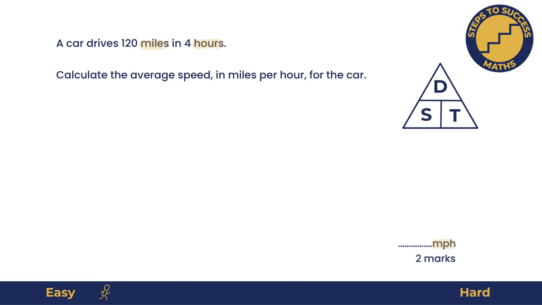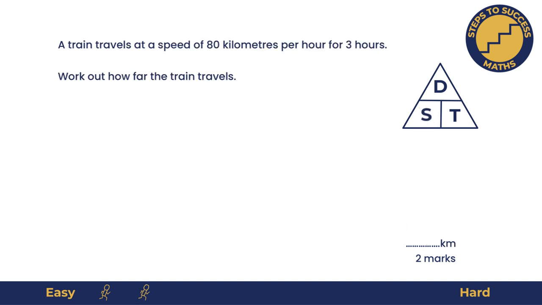Now you need to remember the speed, distance, time triangle. So in this question, we're trying to find speed. So it's going to be distance divided by time. S equals d over t. The distance is 120 miles and the time is 4 hours. 120 divided by 4 is 30. 30 miles per hour.